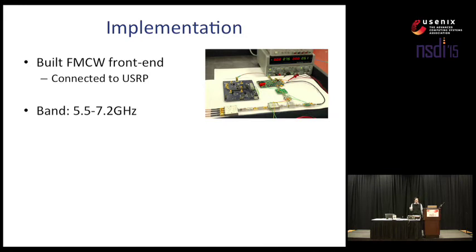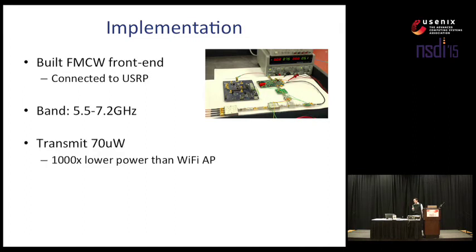So in order to do that, we transmit at very low power, at 70 microwatts, that is 1,000 times lower than what your typical Wi-Fi access point transmits. And we use a multi-antenna setup like the one shown over here with multiple transmitters and multiple receivers.